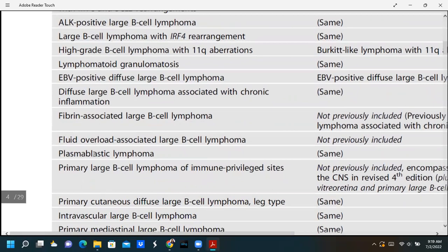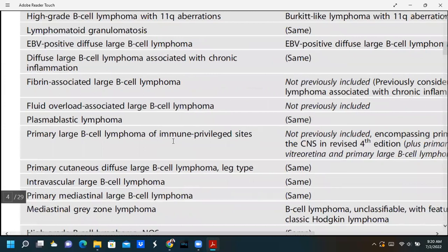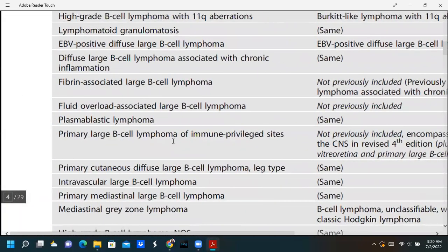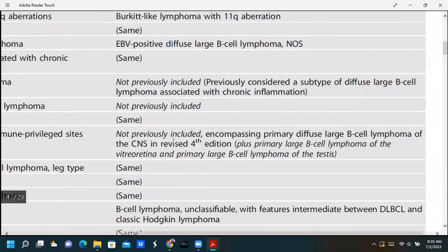So now they have separated out fibrin-associated large B-cell lymphoma as a separate entity. This was previously under chronic inflammation itself, but now they are separating it out. Fluid overload associated B-cell lymphoma is an entity that has been added, and plasmablastic is the same. And then primary B-cell lymphoma of immune privileged sites was not there before. It was previously primary diffuse large B-cell lymphoma of the CNS, and this entity has now been engulfed by the immune privileged site's name. Also, large B-cell lymphoma of the vitreoretina and primary large B-cell lymphoma of the testis are the two things that are going to be included in this entity.